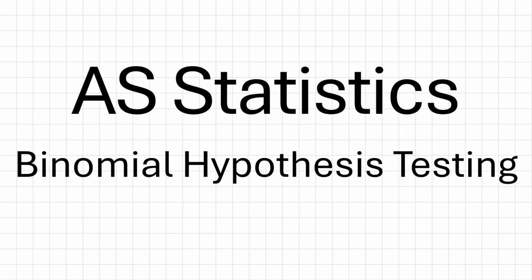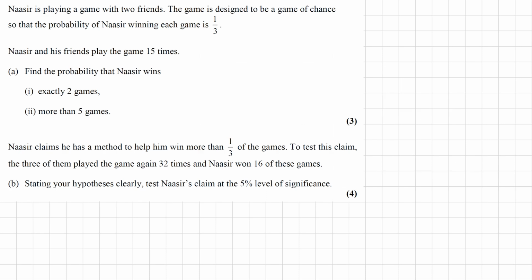This is an AS statistics question on binomial hypothesis testing. Nasir is playing a game with two friends. The game is designed to be a game of chance, so that the probability of Nasir winning each game is 1/3. Nasir and his friends play the game 15 times. Part A, find the probability that Nasir wins, in the first part of Part A, exactly 2 games.